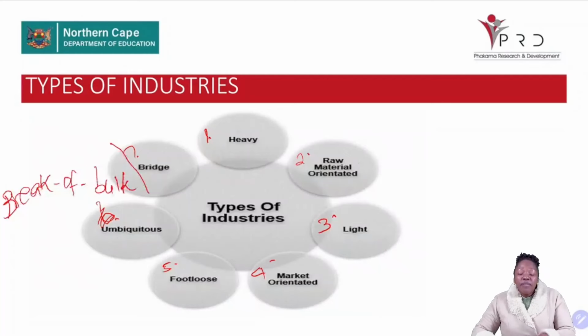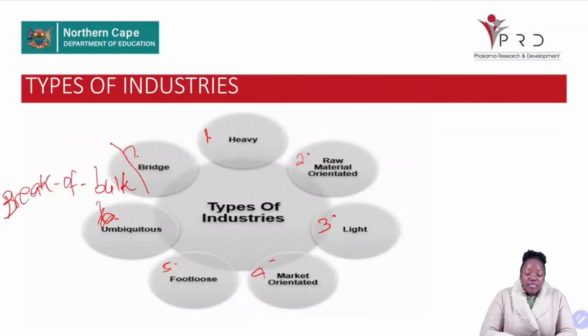Yes, they have something in common when it comes to these two, your ubiquitous and your footloose. We said both of these industries can be located anywhere. But the difference is, with the footloose we are talking about products or goods that do not expire. So I hope we have thought of something. What are those goods that do not expire and can be located anywhere?